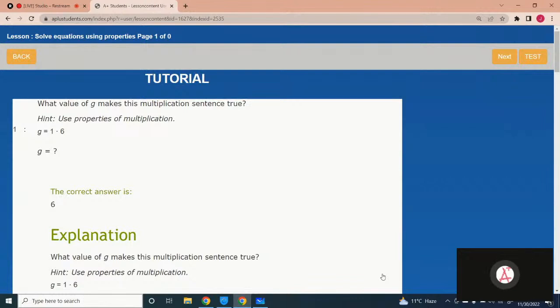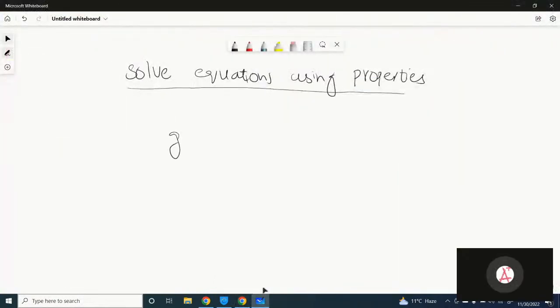What value of g makes the multiplication sentence true? You have g equals 1 times 6. You have to apply the properties. You have to apply the multiplication property. You have to multiply them. 6 times 1 is 6. Got it?